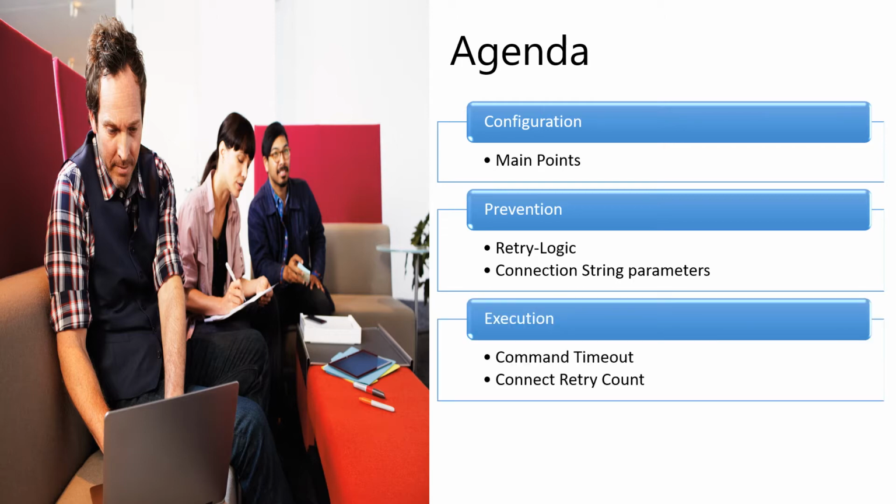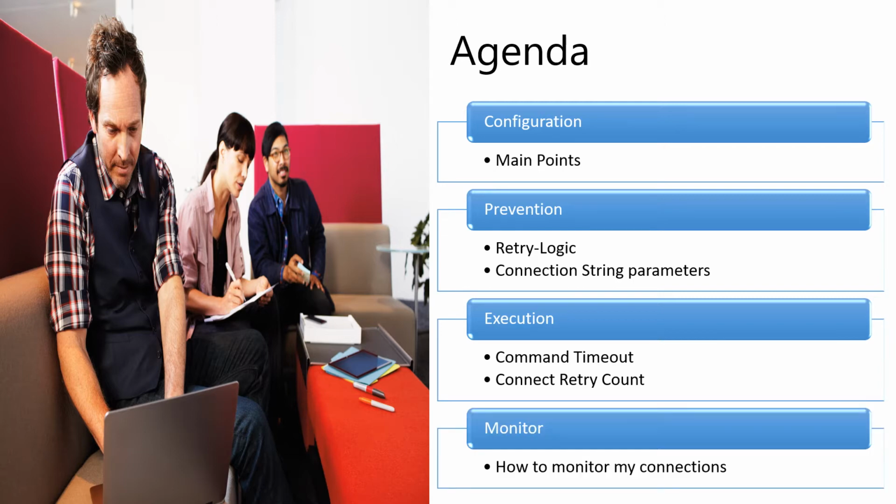The third one will be executions. We are going to talk about the command timeout or other parameters like connect retry count, because it's very important to establish the correct command timeout and handle all the errors that you could have in SQL Azure when you run a query. And finally, we are going to talk about how to monitor the connections that you have.